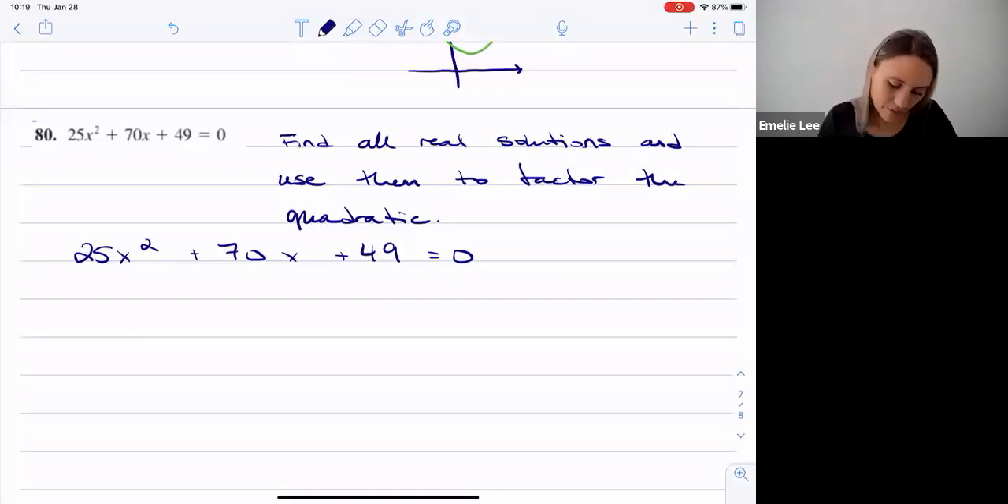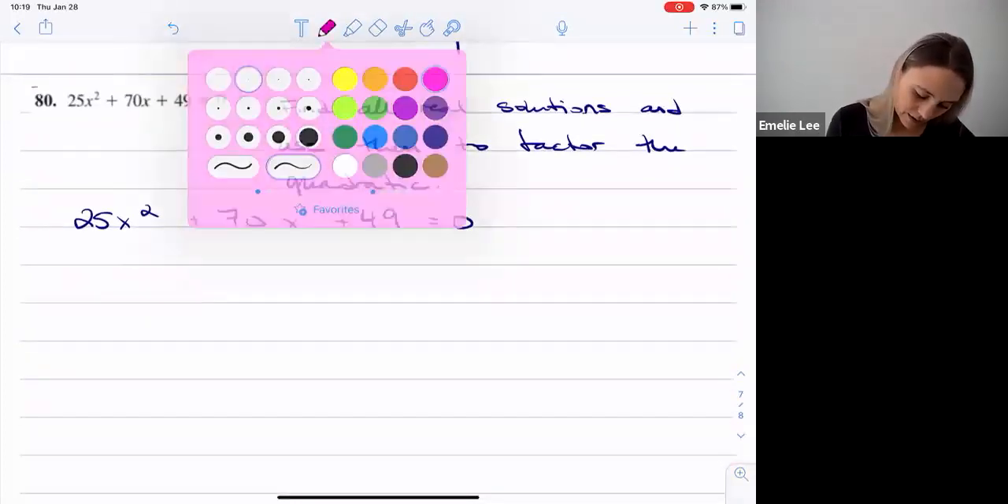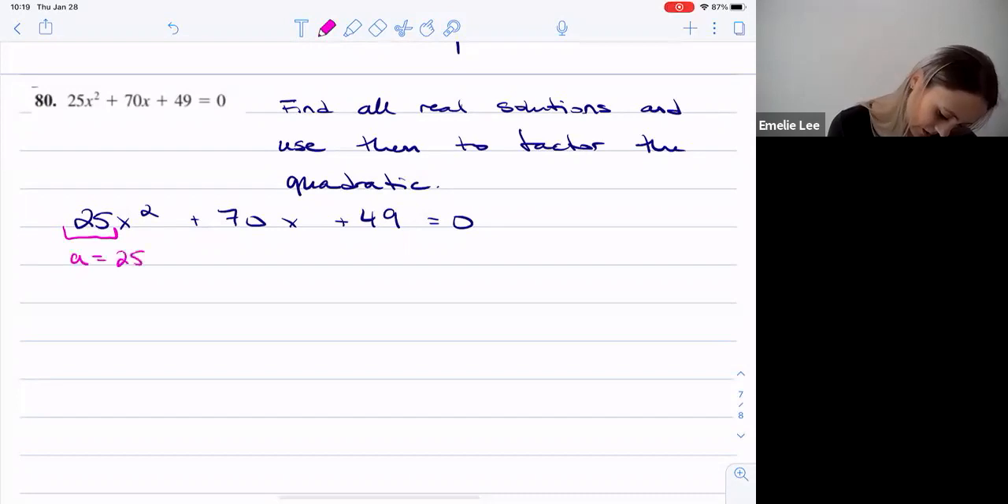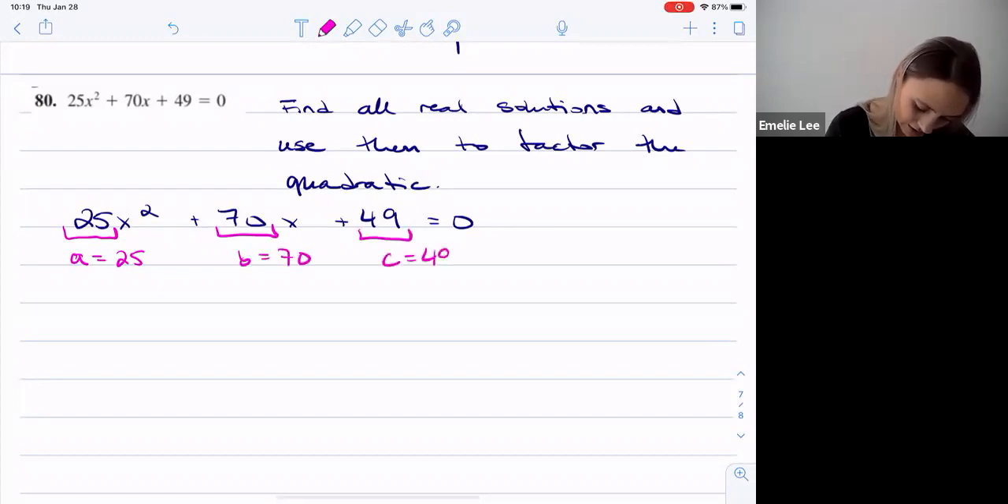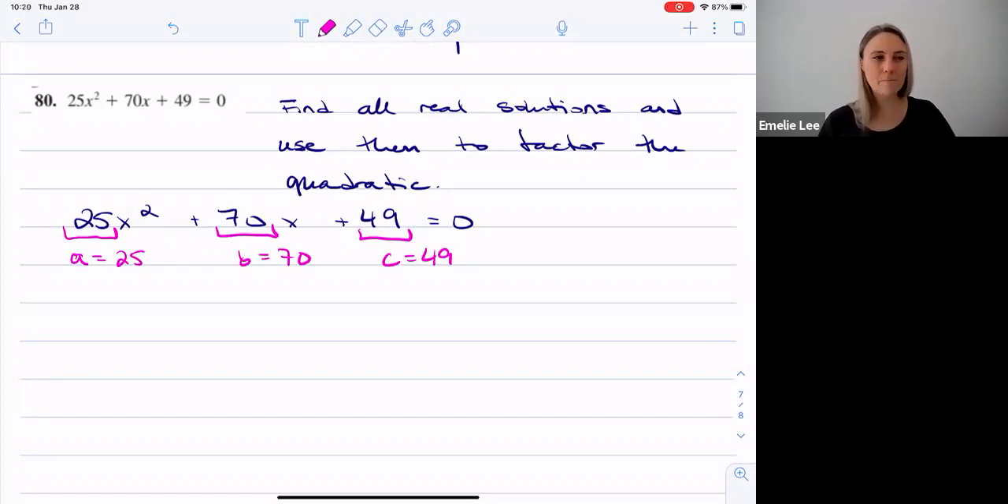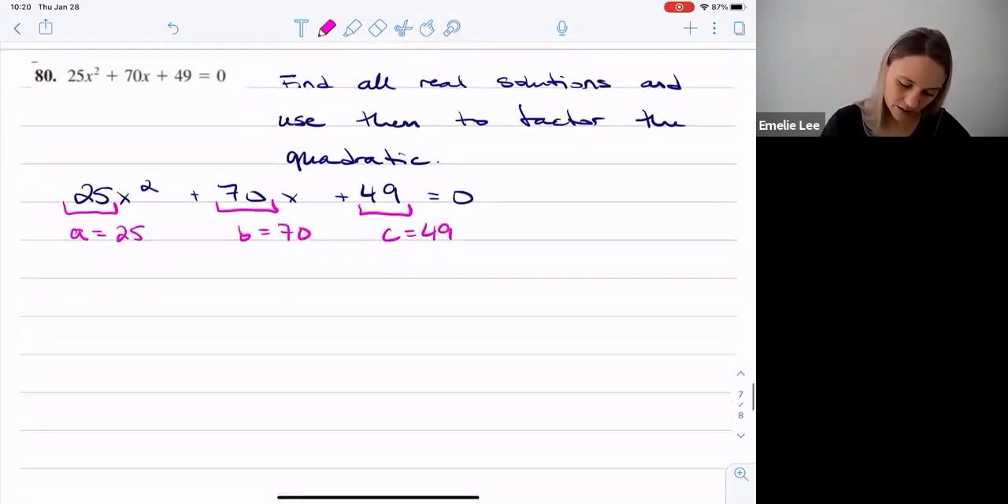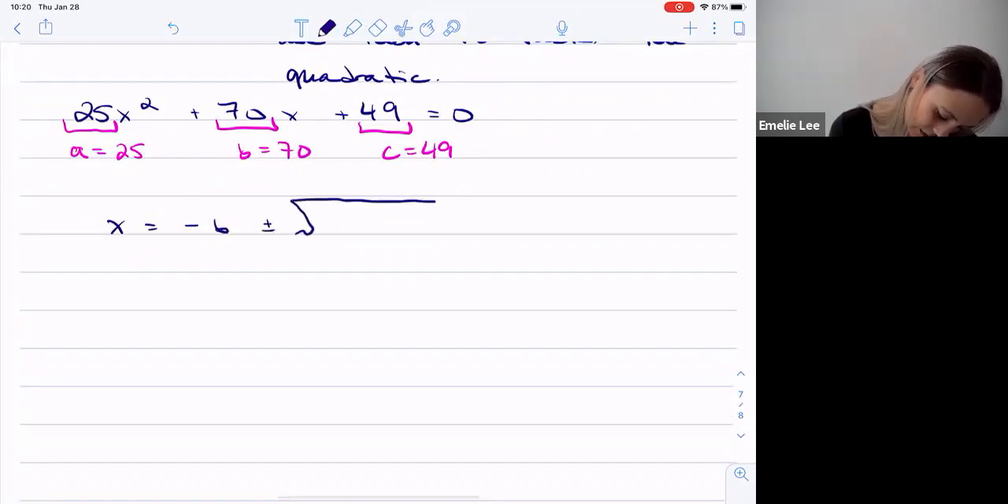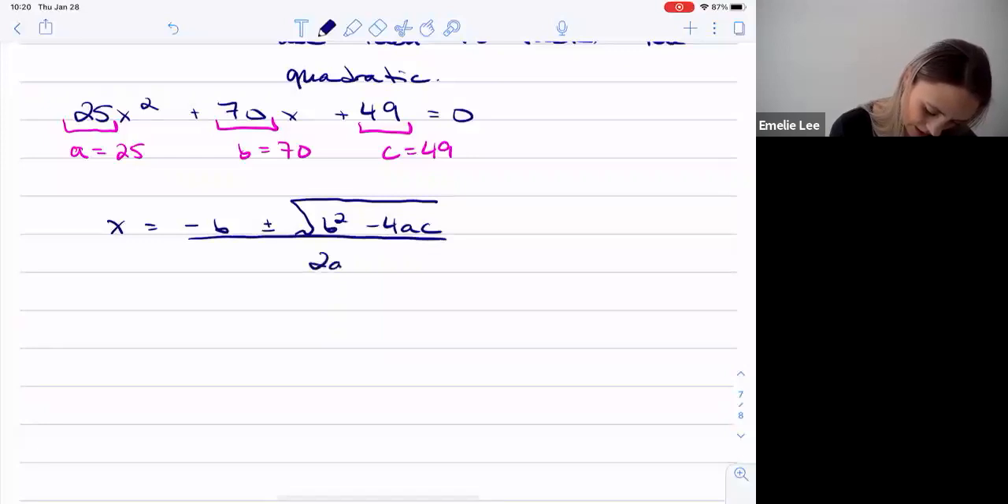All right, so let's highlight first. So make sure, okay, I recognize that this is a quadratic, great. Here, my A is actually going to be 25 for once. My B is 70. And my C is 49. So if I have to find the real solutions, I'm going to use the quadratic formula. So x is negative b plus minus the square root of b squared minus 4ac over 2a.